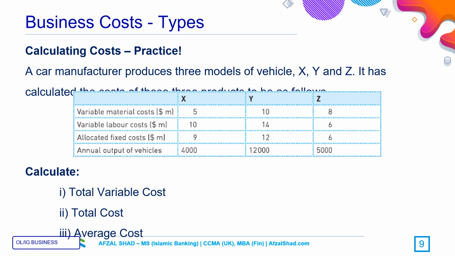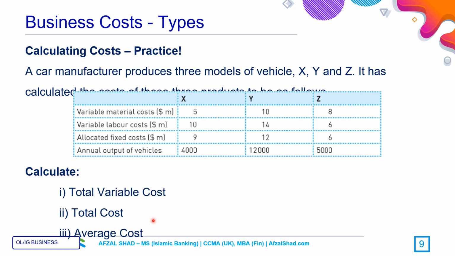So what is the total variable cost of product X? You can see that the first variable cost is a variable material cost and the second one is variable labor cost. Both are variable. Third one is fixed cost and fourth is the output, that is number of units produced. So the variable of material and the variable of labor combined together, 5 plus 10, 15 is the total variable cost. Similarly, 10 plus 14 for product Y is the total variable cost. Similarly, 8 plus 6 is the total variable cost.